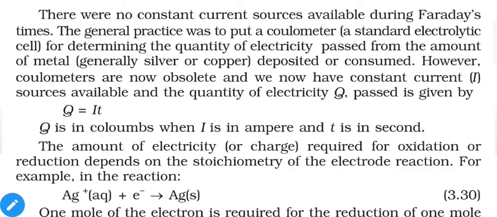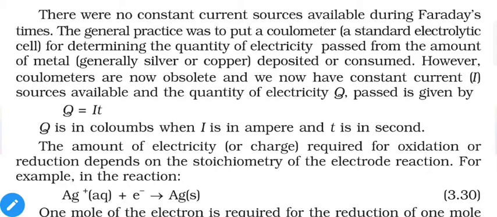There were no constant current sources available during Faraday's time. The general practice was to put a coulometer, a standard electric cell, for determining the quantity of electricity passed from the amount of metal, generally silver or copper, deposited or consumed. Coulometers are now obsolete, and we now have constant current sources available.